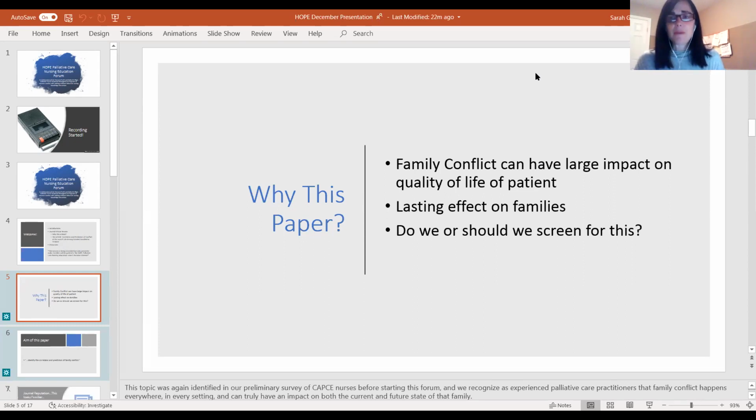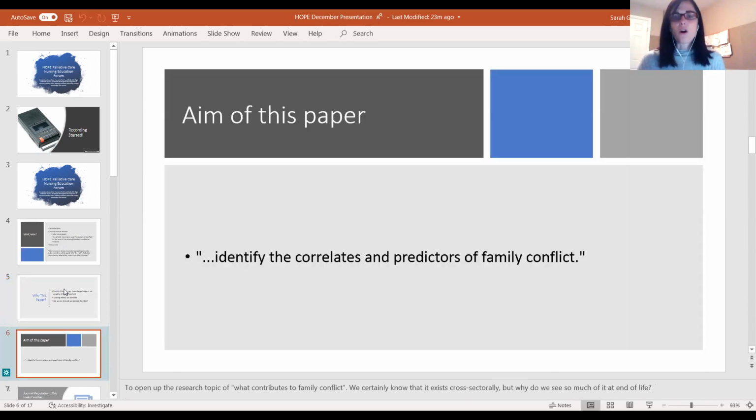And then thinking about, do we or should we do any kind of assessment to see if there's any kind of conflict? Should we be screening for this? We screen for everything else these days, but for family conflict, how people are coping, do we or should we? And we're going to take a deeper look at that. So the aim of the paper overall was to see where things line up and where the predictors of family conflict towards the end of life are.